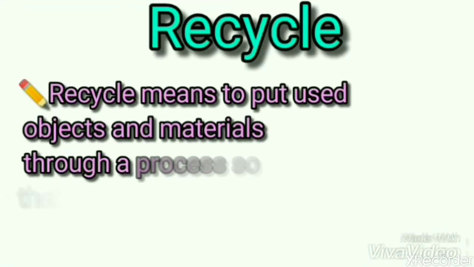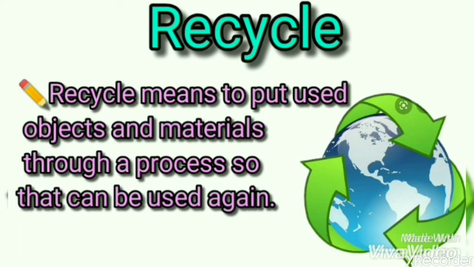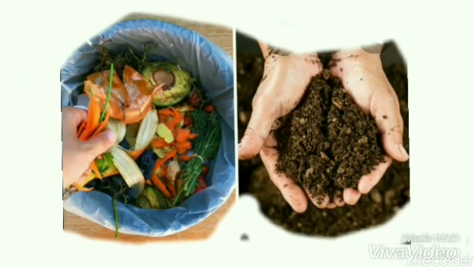Next is recycle. Recycle means to put used objects and materials through a process so that they can be used again. In simple words, when things are not in a condition to reuse or repurpose, we sell or give them to waste pickers. Then the products are processed into material and the material is reprocessed into new products. For example, paper, plastic, metal, glass, etc. can be recycled. Even food waste can be recycled into composted soil.